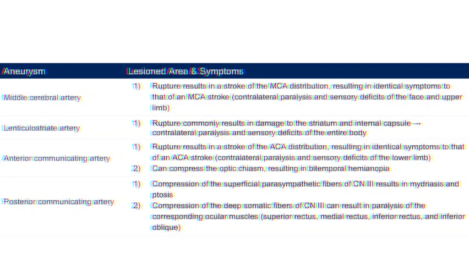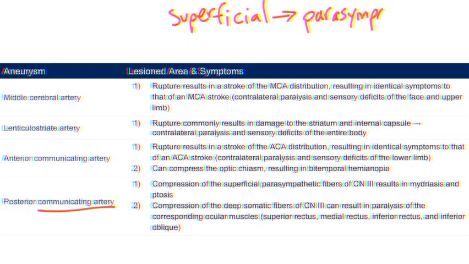Of all the aneurysms to be familiar with for step 1, I think the posterior communicating artery, or PCOM, is the most important. This is because an aneurysm originating from the PCOM can compress the oculomotor nerve, or cranial nerve 3. It's important to know that the oculomotor nerve sends parasympathetic information to the eye through the superficial axonal fibers and somatic information to the eye through deep axonal fibers. So superficial fibers contain parasympathetic information, whereas deep axonal fibers contain somatic information.